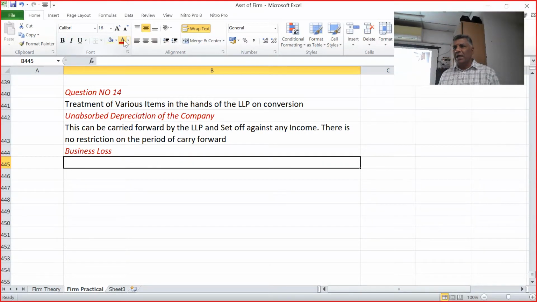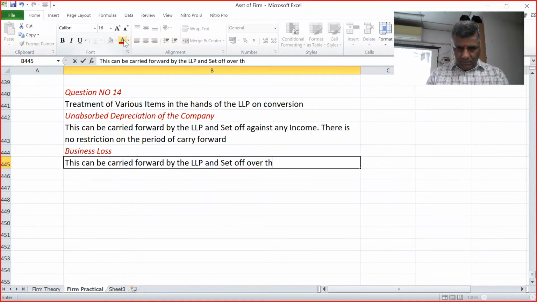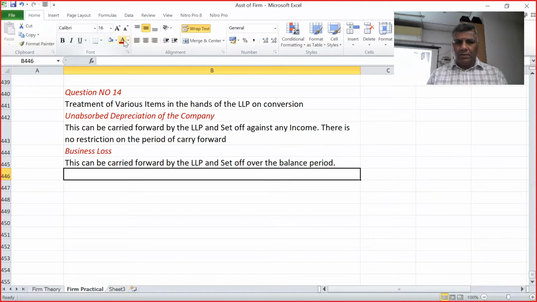Business loss. Can this be carried forward by the LLP? This can be carried forward and set off over the balance period. So if already 4 years have lapsed, it can be set off for the remaining 4 years, maximum 8 years.